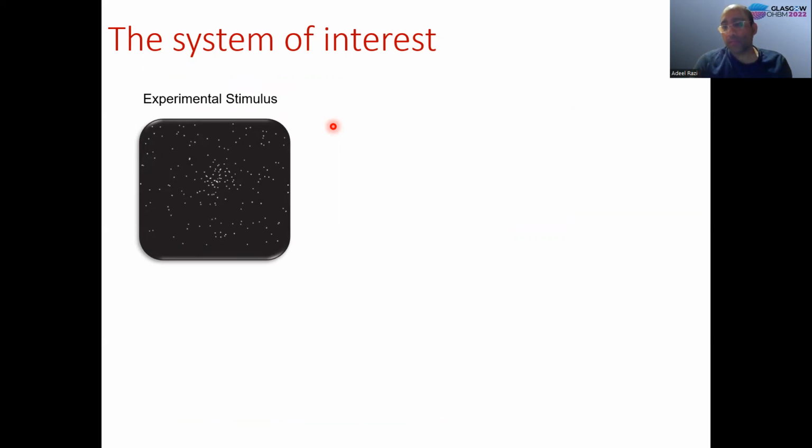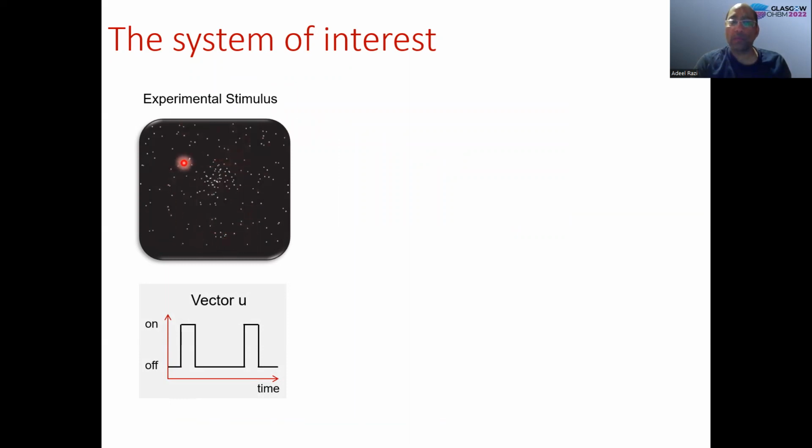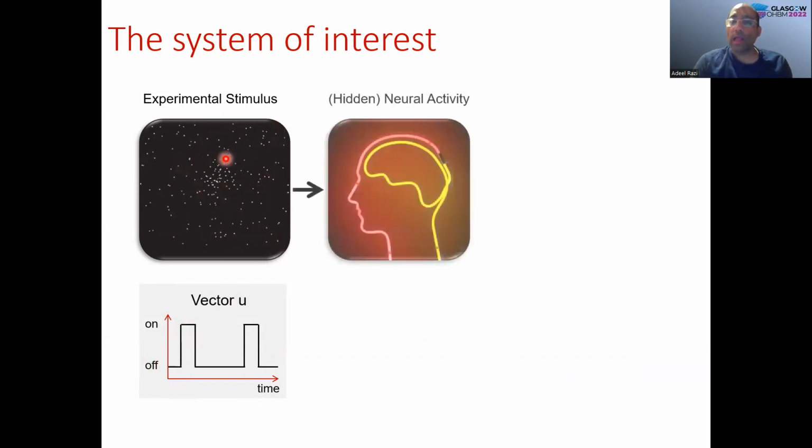For example, you have a visual or an auditory stimulus. Here in this example, we're showing a person lying in the scanner a screen which shows lots of dots. You can model this external stimulus with a deterministic vector U, for example showing whether the stimulus is on or off. This external stimulus enters the brain and changes the neural activity. So you see or hear this stimulus, and it changes the neural activity.